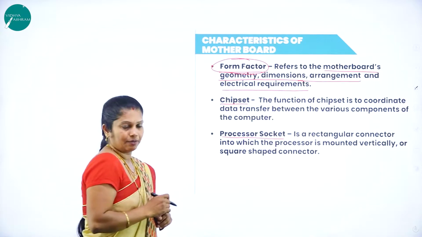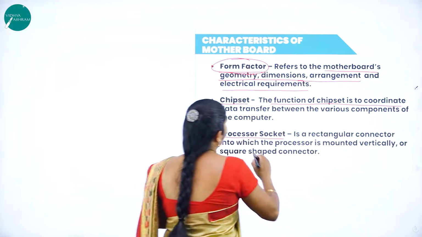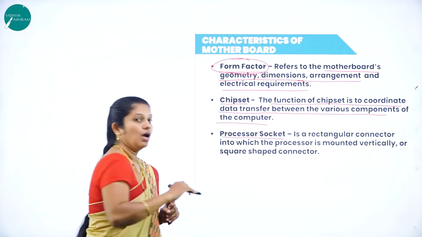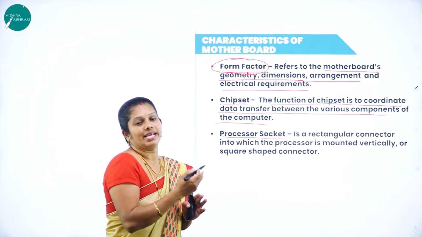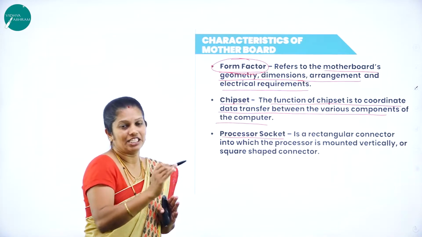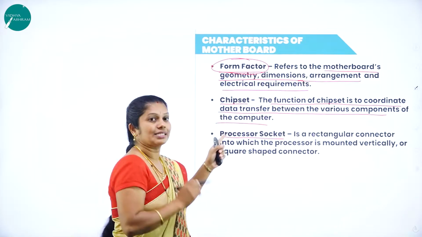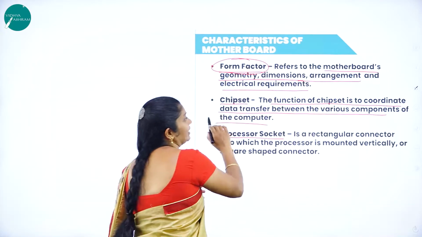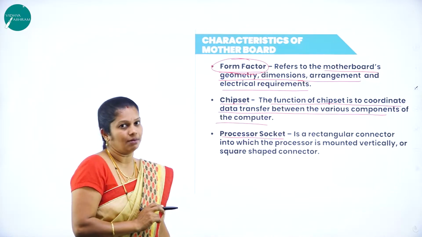Next one, chipset. The function of the chipset is to coordinate data transfer between the various components of the computer. How exactly the data is transferring in the chipset, depending upon that also we classify the motherboard. By form factor, in which way it is arranged and what the dimension is, we can classify. As well as chipset, how exactly the data is transferring. The function of the chipset is to coordinate data transfer between the components.